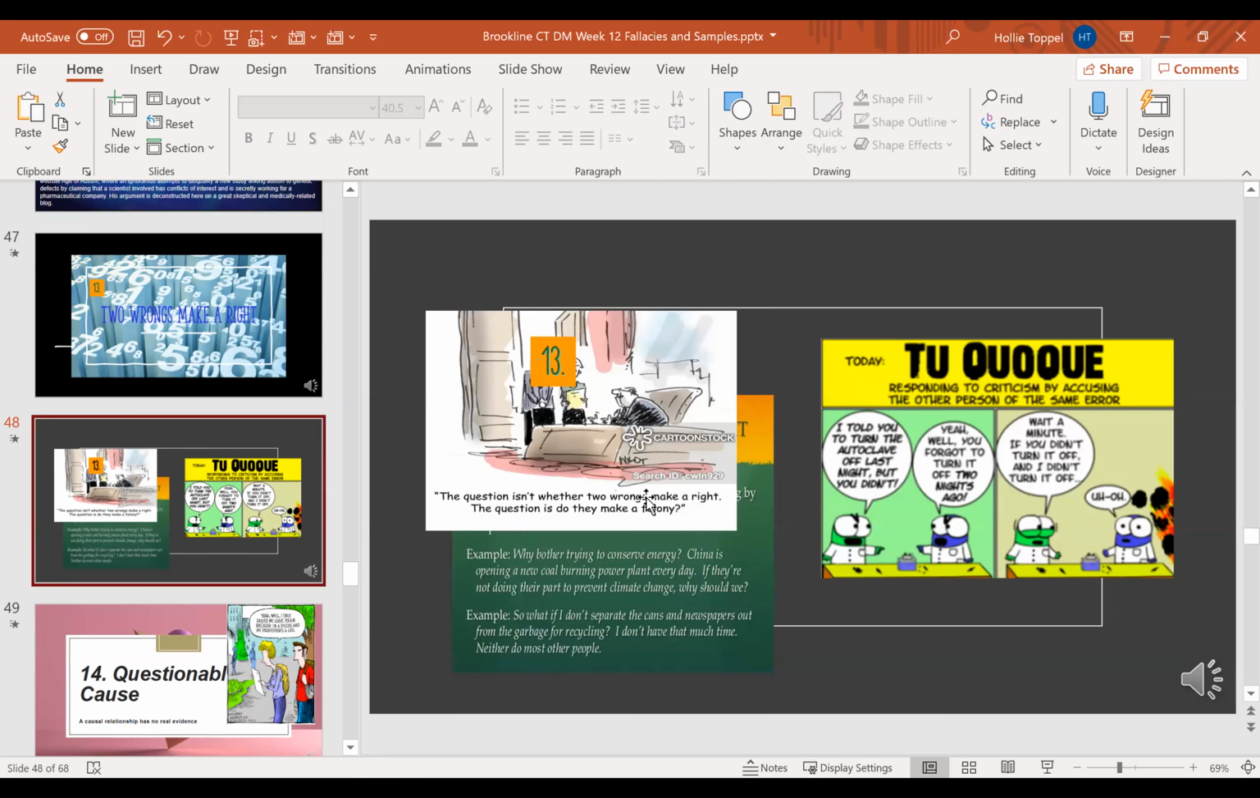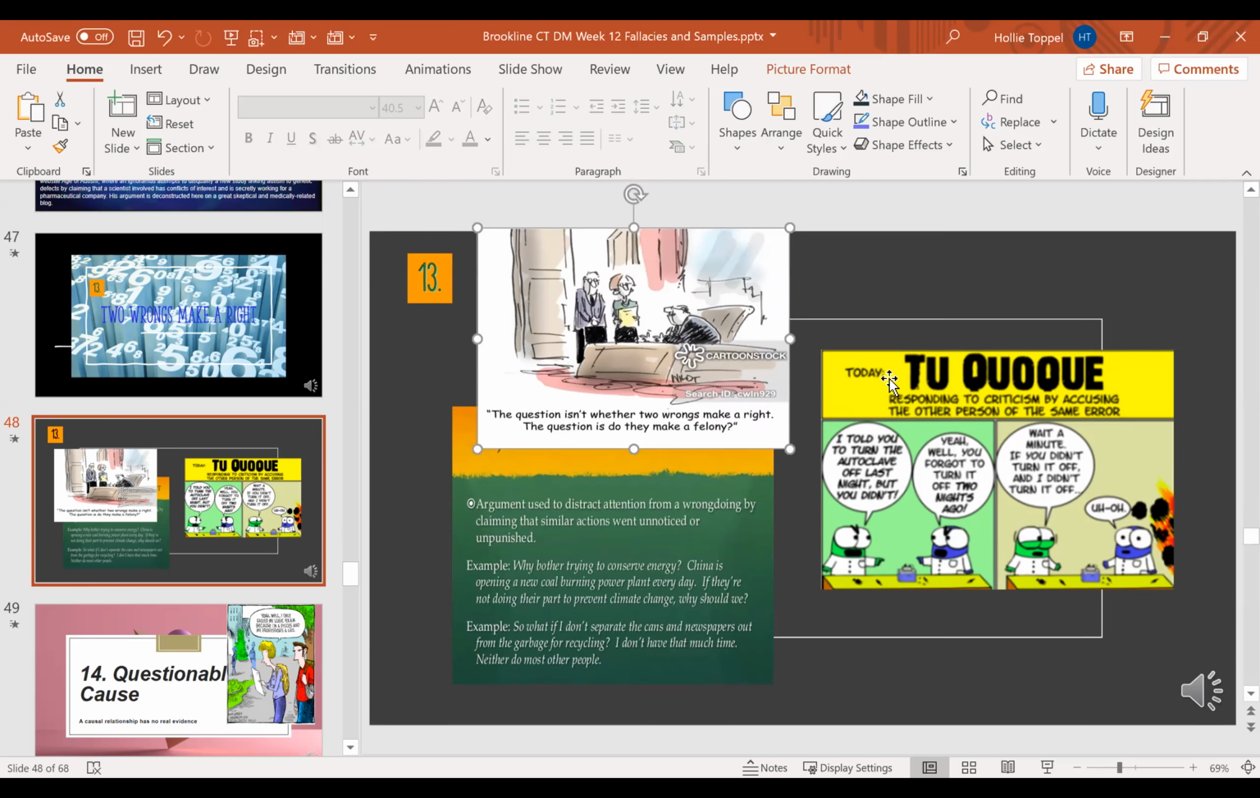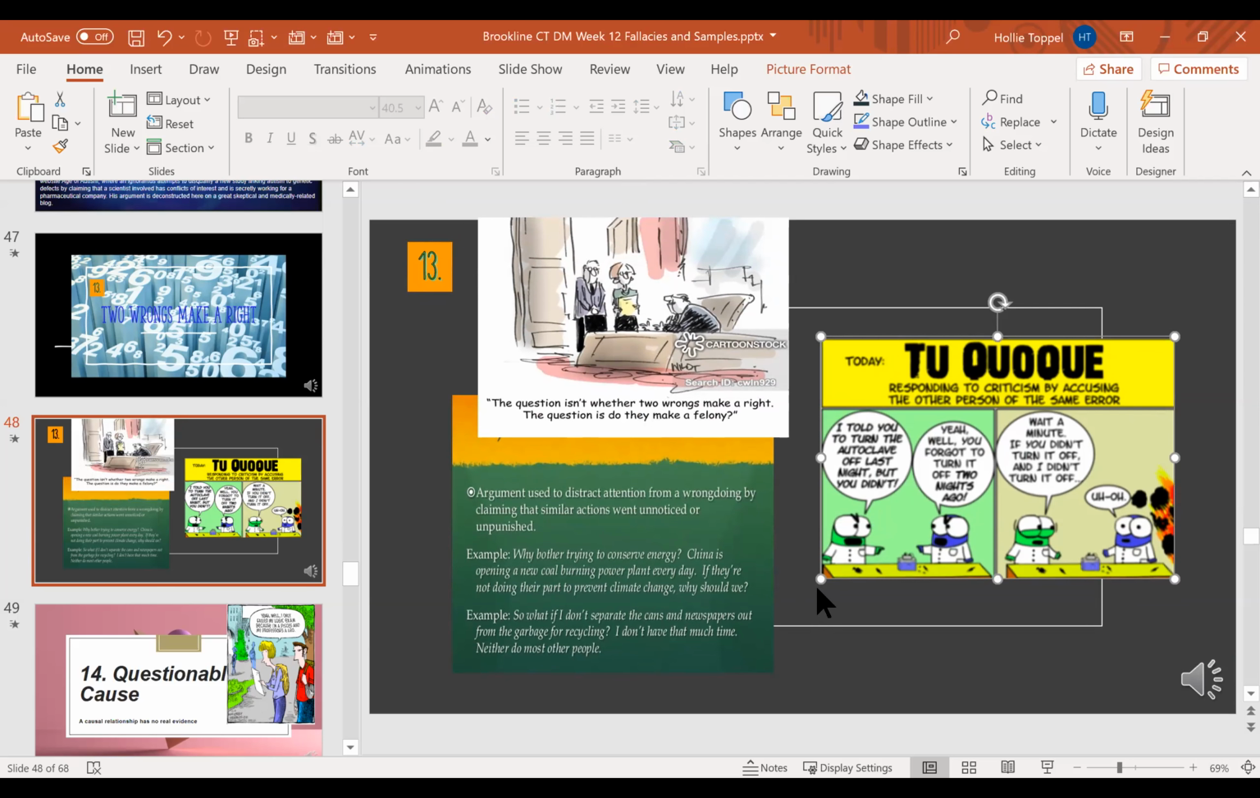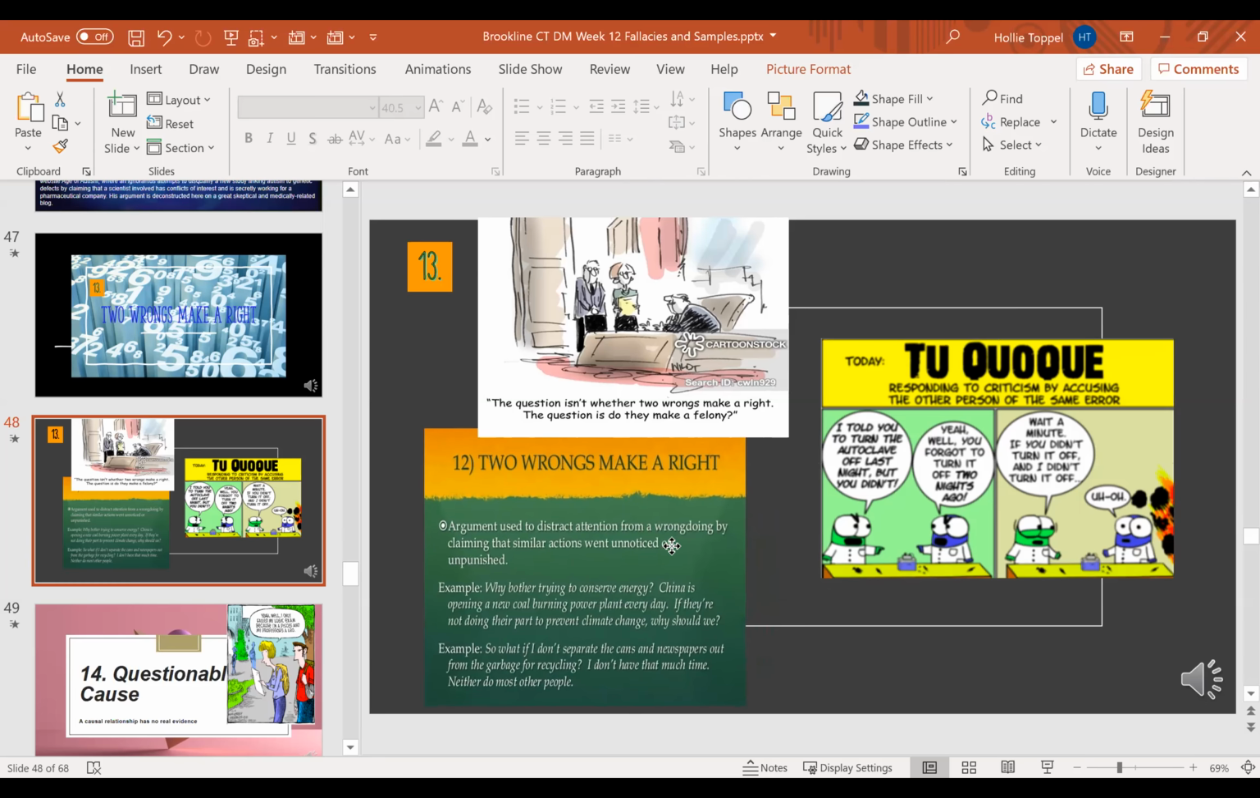And we have some fun commercial things. Let's take this out of here. All right, the question is whether two wrongs make a right. The question isn't about whether two wrongs make a right. The question is, does it make a felony? And you can do this distraction. Here is why bother conserving energy? China is opening up a new power plant every day. If they're not doing their part to prevent climate change, why should we? Because, you know, two wrongs, why should we do it if they're not doing it? I'm sure a lot of teenagers would be doing that.